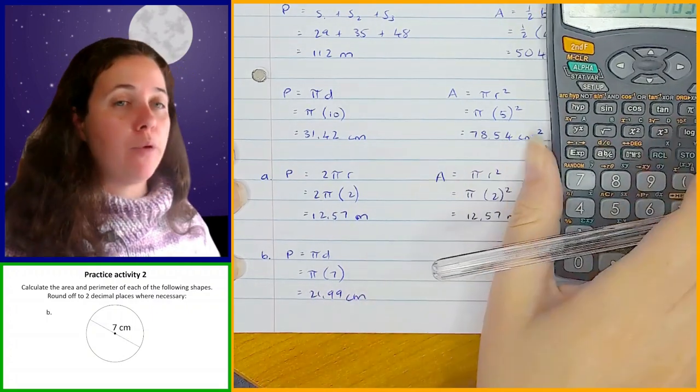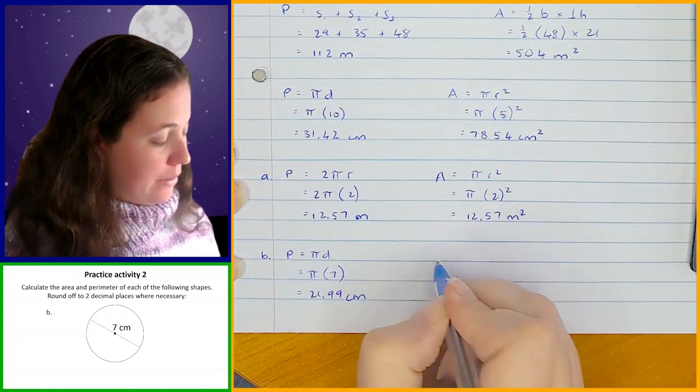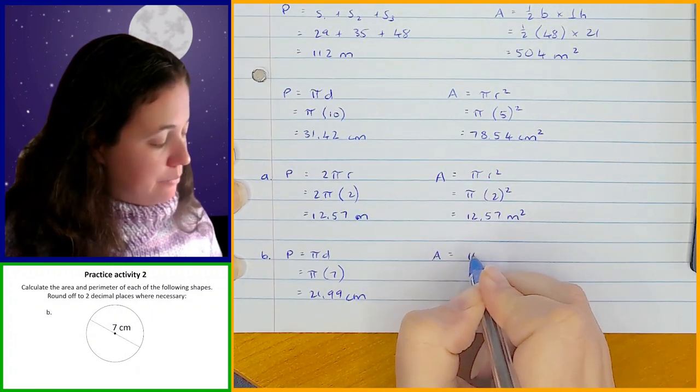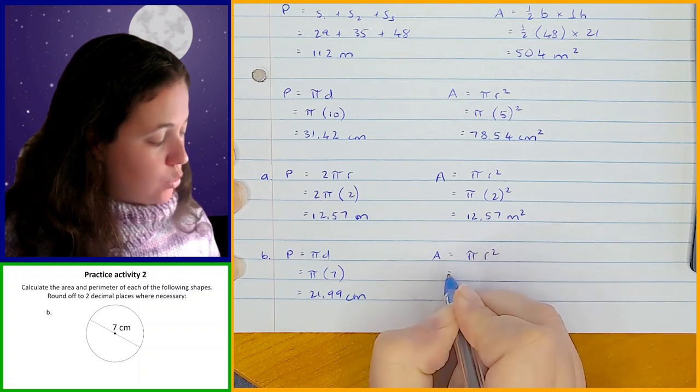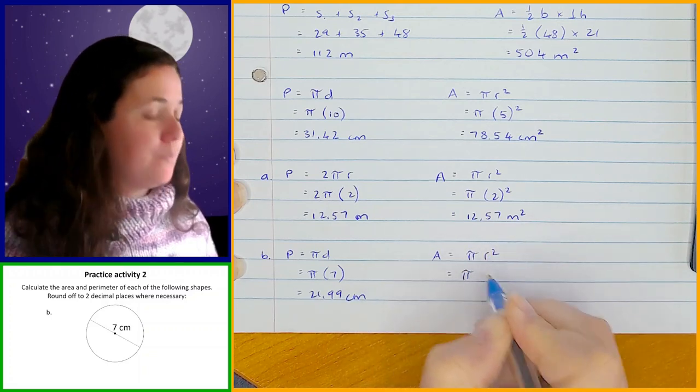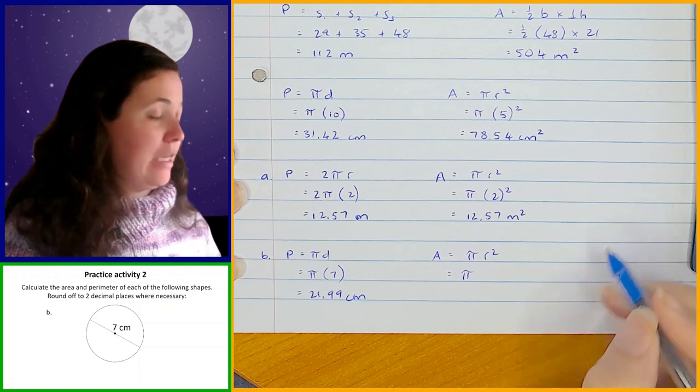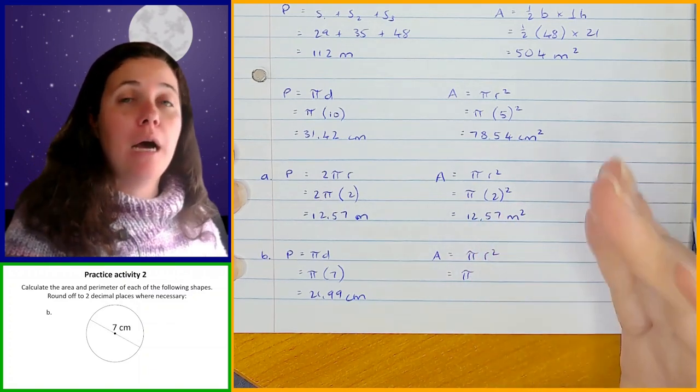centimeters. Okay, so that's your perimeter. Then your area is pi times the radius squared. So that's pi. Now, to work out the radius over here, remember we're going to halve our diameter.